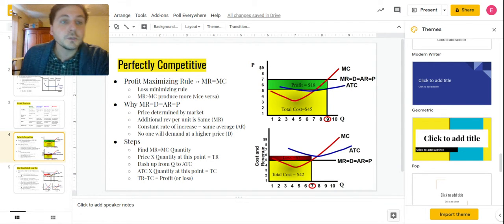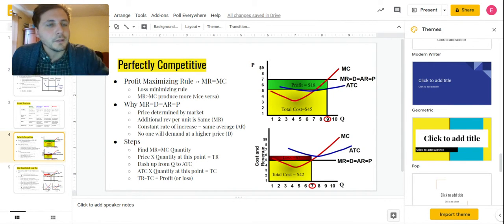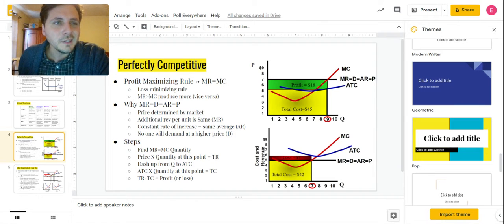All right, so what is a perfectly competitive firm? Well, we just talked about it in the last video. It is a lot of very small firms selling an identical product. They're price takers. The price is determined by the marketplace because they have no differentiation, no incentive to really advertise, and no barriers to entry. Firms can enter and leave at will.